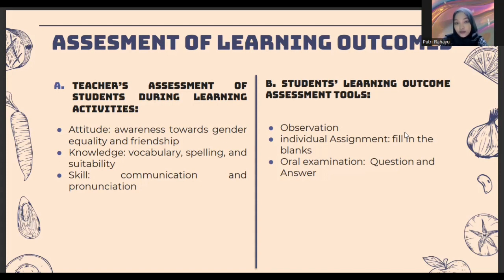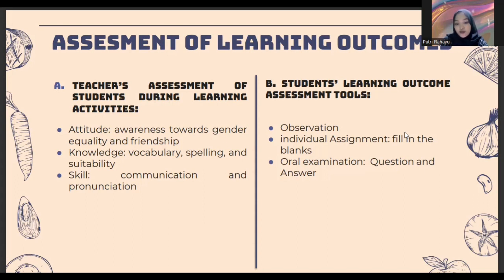And then we're moving on to part B, which is about students' learning outcome assessment tools. As its title suggests, this part is about the tools that the teacher will use to assess the three types of assessment aspects from part A. The tools the teacher will use include three types. So the first tool is observation.